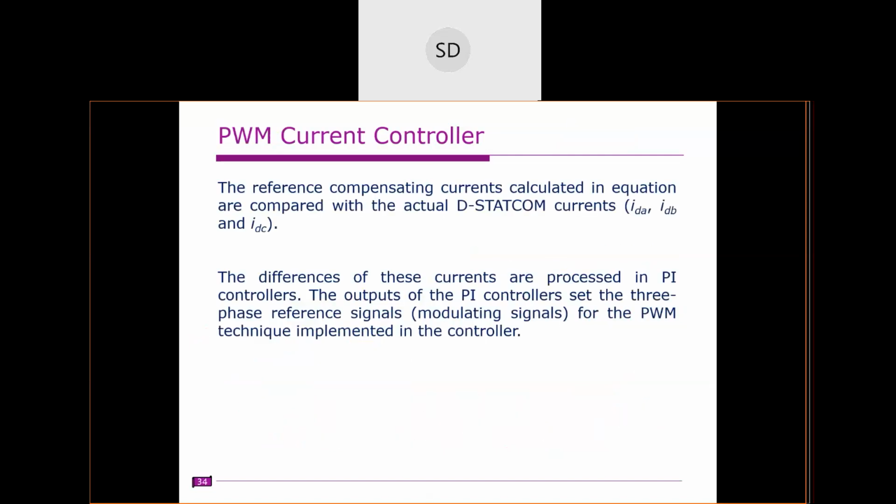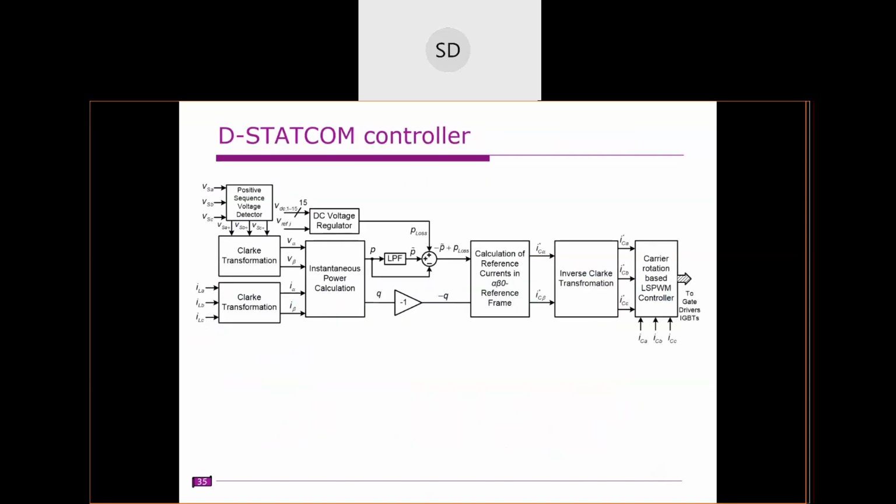So now, this is the overall control scheme. We can read from here, right? By using the Clark transformation, we have measured the load currents ILA, ILB, and ILC. So this is the Clark transformation.